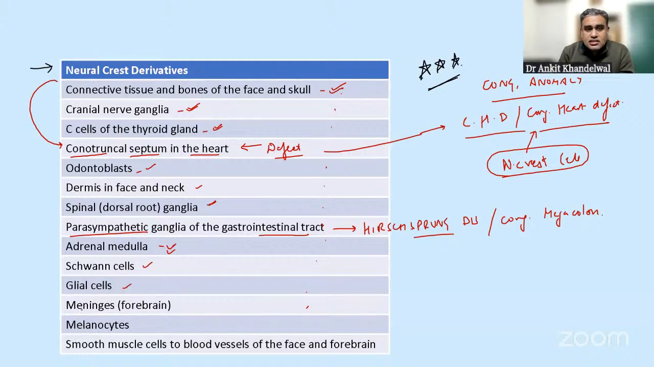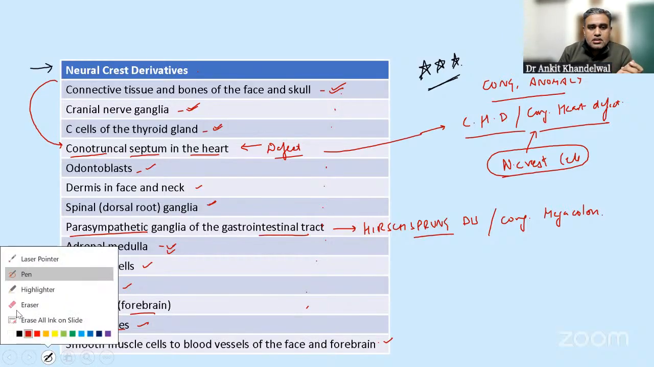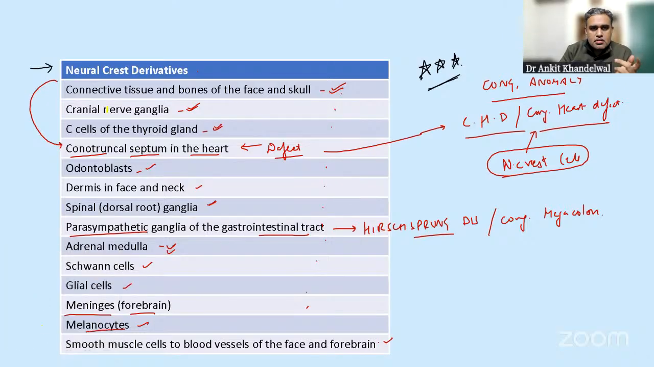Glial cells, meninges in the brain, melanocytes, skin color. So if you just go through it, at least I know these 5, 6 main structures that are derived from the neural crest. This might help you not just in remembering, but also later on whenever you see some cases.